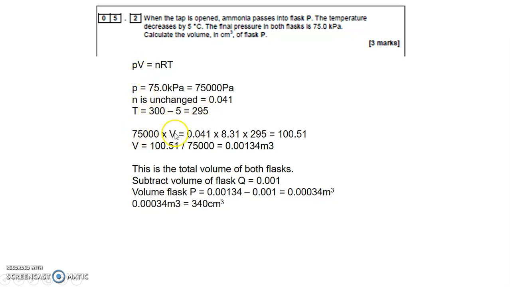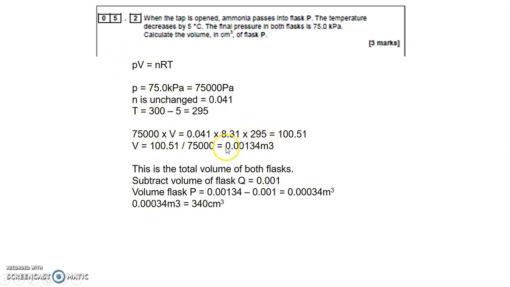So now I can start putting these numbers in. 75,000 pascals multiplied by the new volume. I don't know what the new volume is, and I think that's what I'm trying to calculate. N is the number of moles, 0.041, unchanged, multiplied by 8.31, the gas constant, unchanged, multiplied by 295. 0.041 multiplied by 8.31 multiplied by 295 equals 100.51. So 75,000 times volume equals 100.51. So 100.51 divided by 75,000 equals 0.00134. It's in metres cubed. Remember, volume in this equation is in metres cubed.